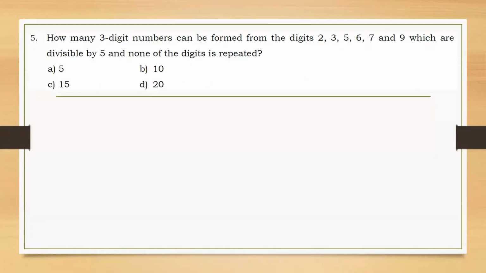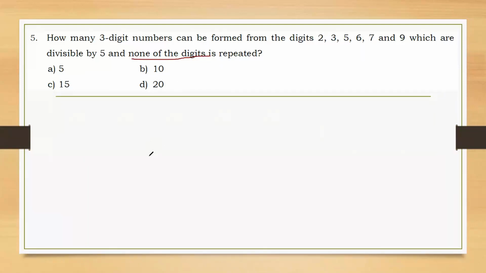Charan getting 10, Suresh getting 20, Karan 20. Okay. So how many 3-digit numbers can be formed from the digits 2, 3, 5, 6, 7, 8, 9? We have 6 digits, but we are going to find only the 3 digits. And the number should be divisible by 5 and none of the digits should be repeated. Okay, so most of them getting 20.